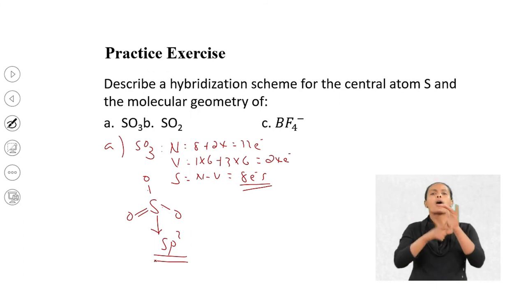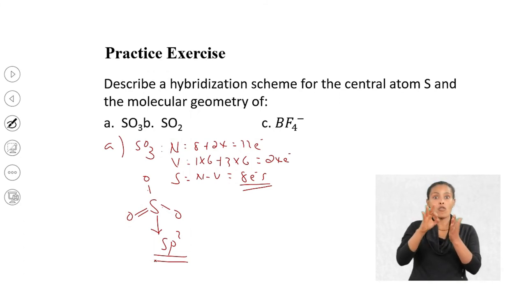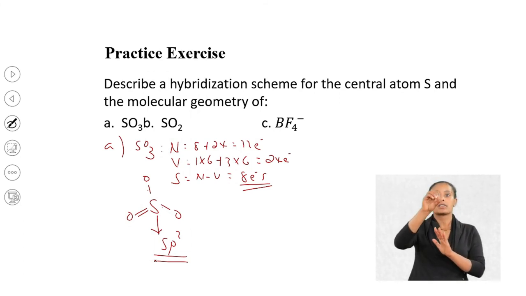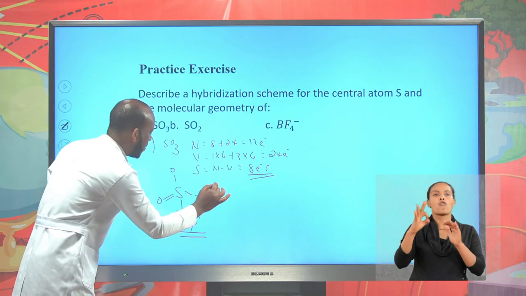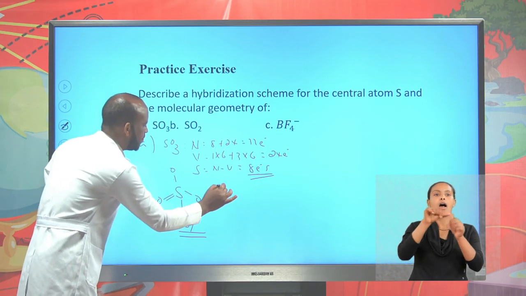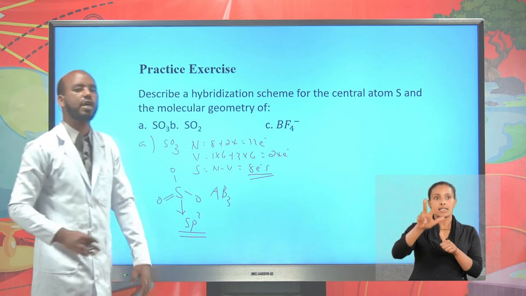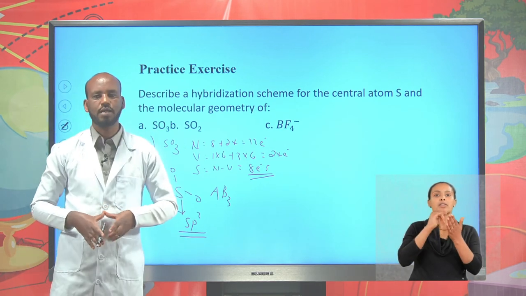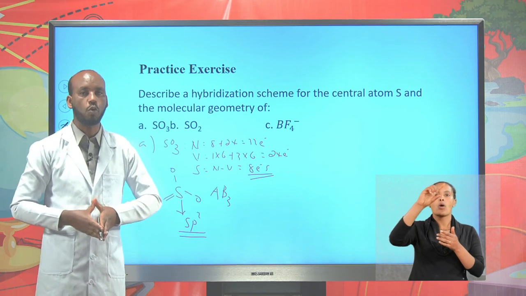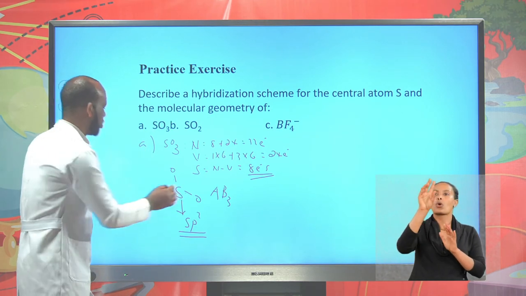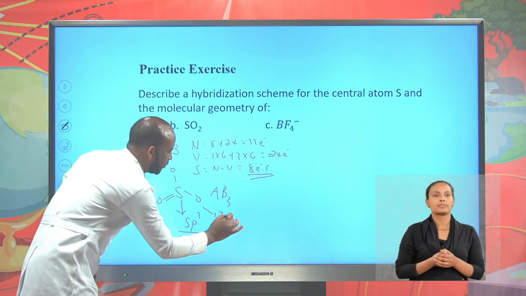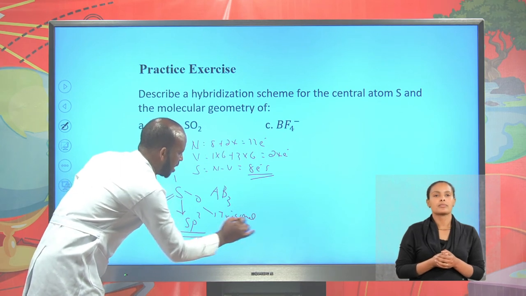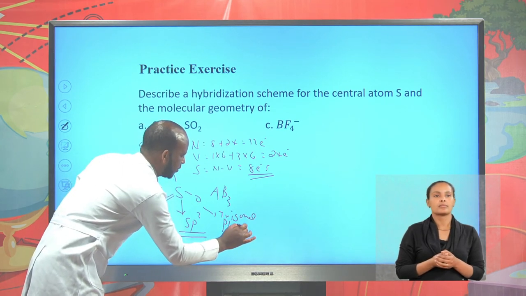What is the molecular geometry of sulfur trioxide? Now, this is a type of A, central atom, B3, AB3E0 type. Its geometry is trigonal planar with bond angle 120 degrees.